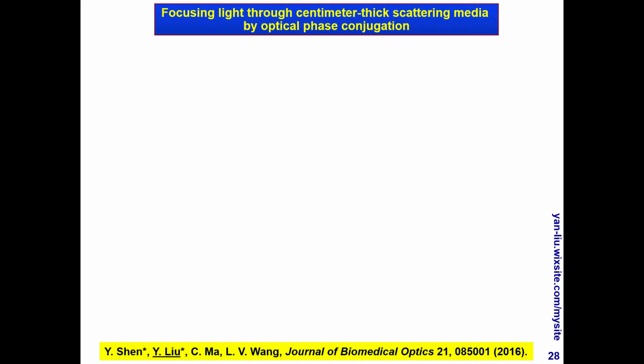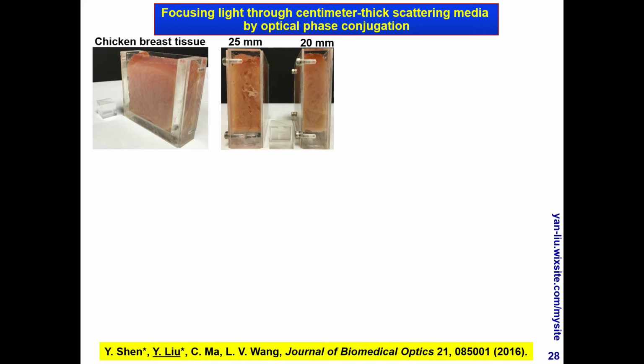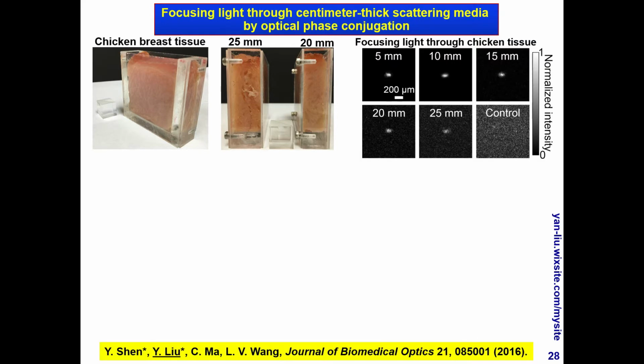Using this technique and an improved system, we demonstrated light focusing through centimeter-thick scattering media by optical phase conjugation. This photo shows 2 chicken breast tissue samples with thicknesses of 25 and 20 millimeters. These images show that we can focus light through chicken breast tissue samples with thickness ranging from 5 millimeters to 25 millimeters. Actually, 25 millimeters is not our limit because we use a green laser to achieve these results.